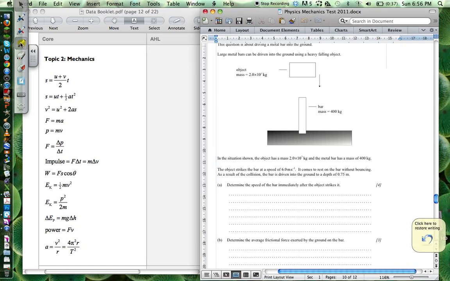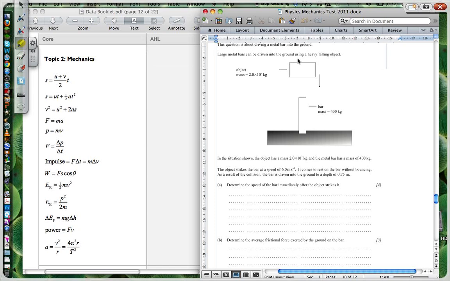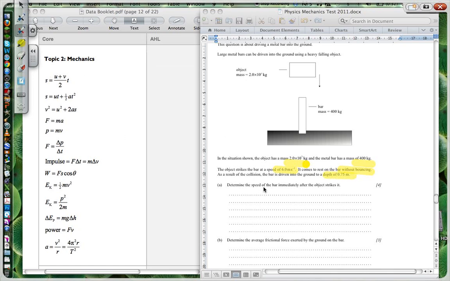Okay, so going into the question then, it says a large metal bar can be driven into the ground using a heavy falling object. In the situation shown, the object has a mass of 2 times 10 to the 3 kilograms, and the metal bar has a mass of 400 kilograms. The object strikes the bar at 6 meters per second. It comes to rest on the bar without bouncing. As a result of the collision, the bar is driven into the ground to a depth of 0.5 meters. Determine the speed of the bar immediately after the object strikes.